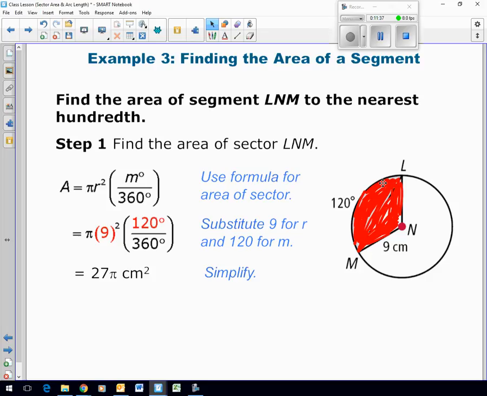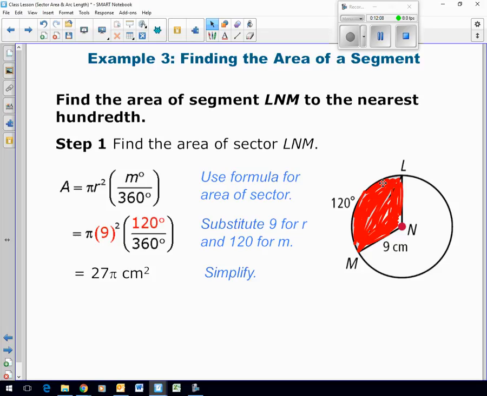The area of a segment and the area of a triangle. How do you find the area of a sector? Help them out.